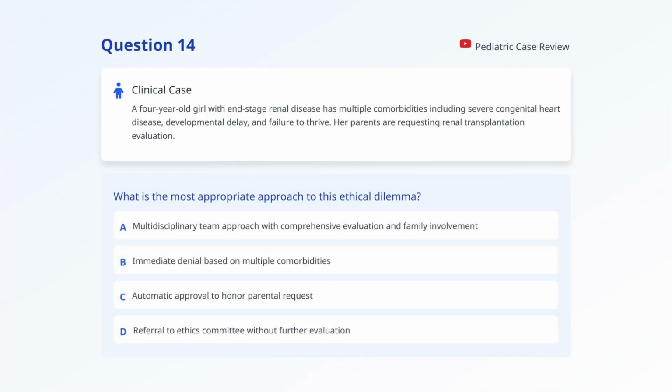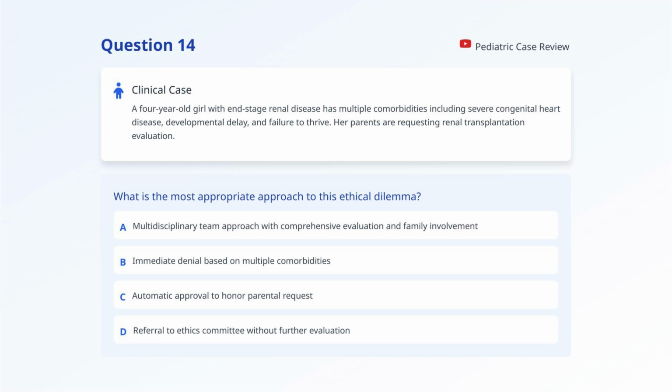A 4-year-old girl with end-stage renal disease has multiple comorbidities including severe congenital heart disease, developmental delay, and failure to thrive. Her parents are requesting renal transplantation evaluation. What is the most appropriate approach to this ethical dilemma?